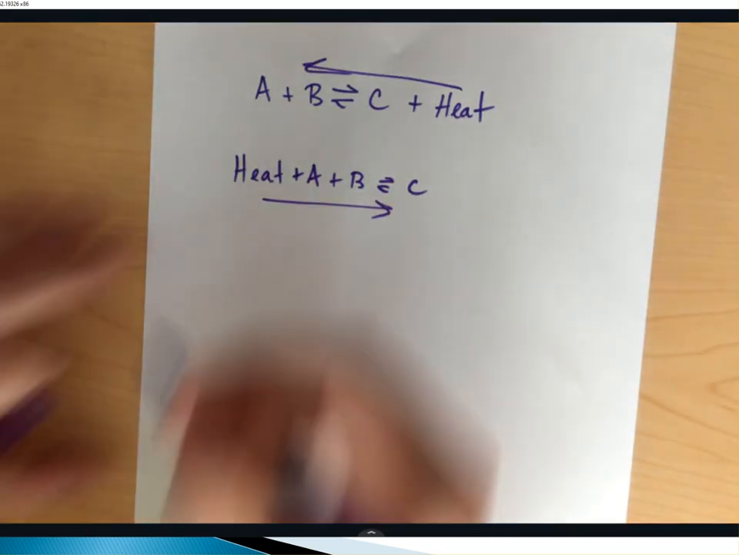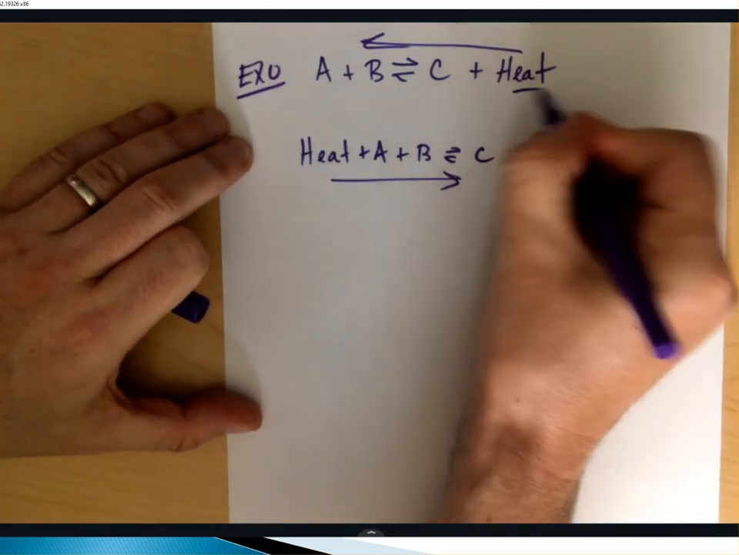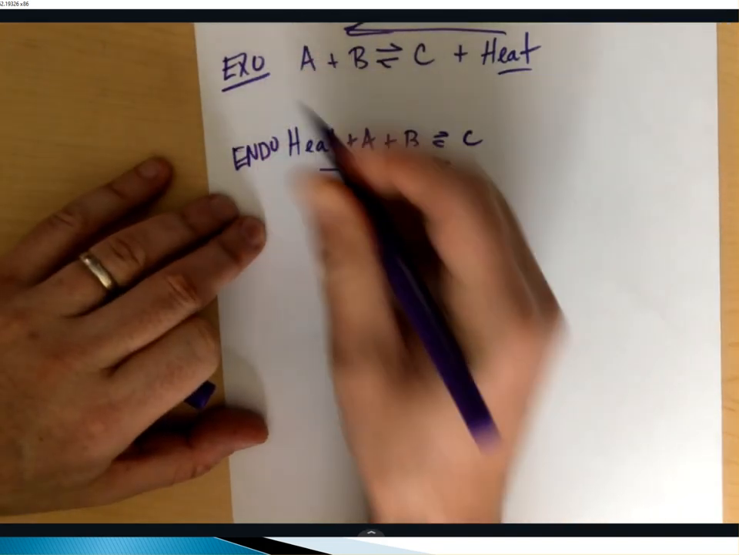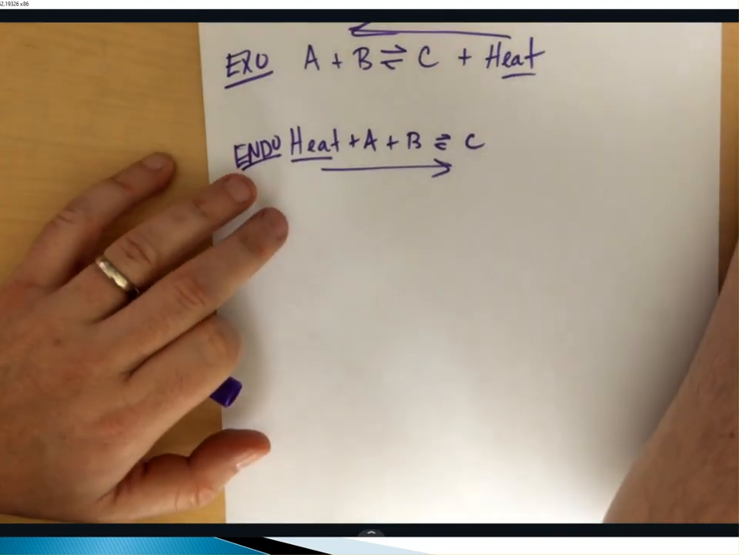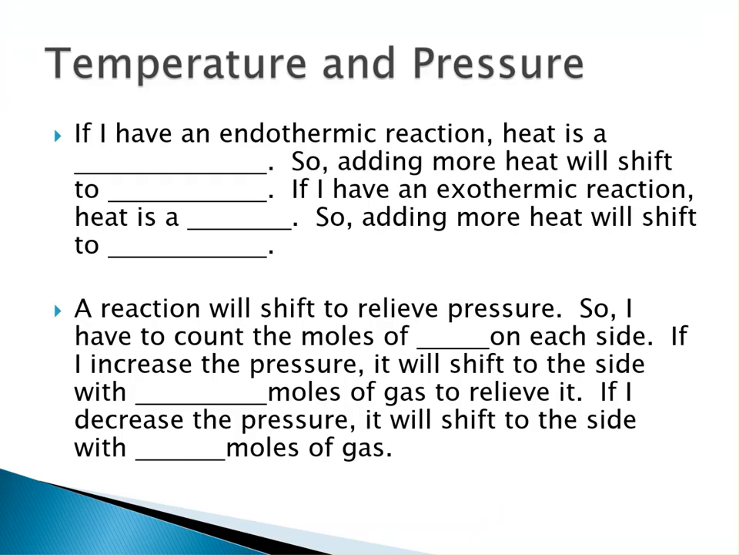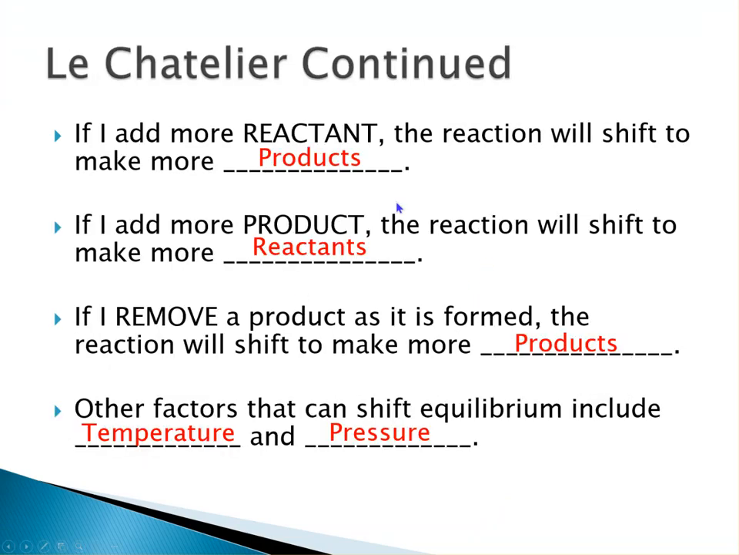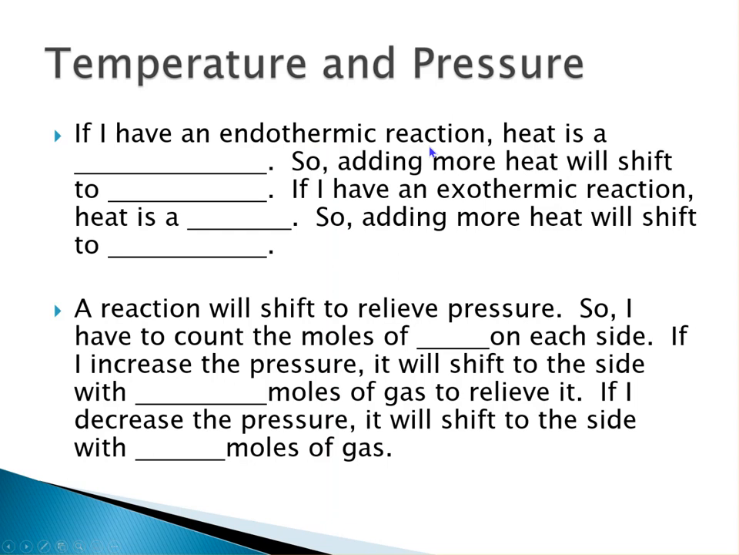So what we have to do is know that for exothermic, heat is a product, and for endothermic, heat will be a reactant. As long as you understand that, then making the estimate is the same as doing these. Because if you add more reactant, you make more products, and so forth. All right, so if it's an endothermic reaction, heat is a reactant. So adding more heat is like adding more reactant, which will cause a shift toward products. If it's an exothermic reaction, heat is a product, so adding more heat would shift toward reactants.